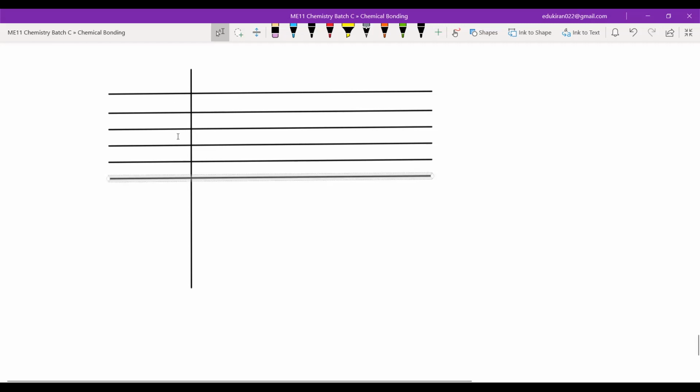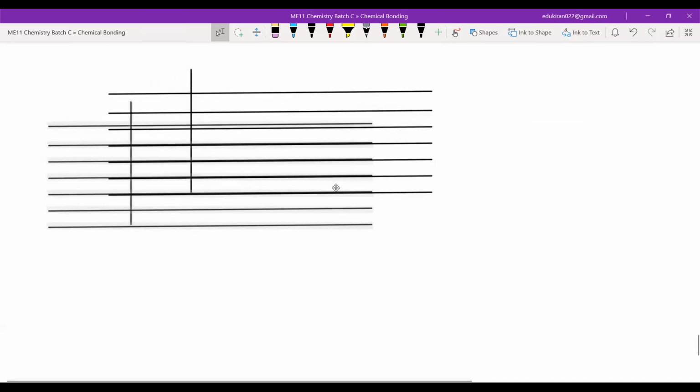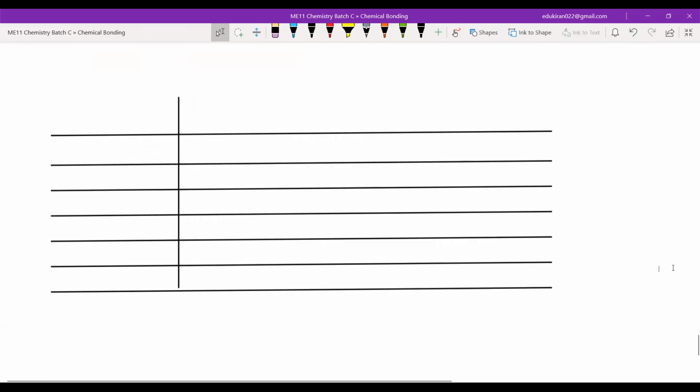So it is 1, 2, 3, 4, 5, 6. Here I will write the steric number, and here I will write the hybridization. The steric number will start from 2, 3, 4, 5, 6. You just need till 6; you don't need 7.